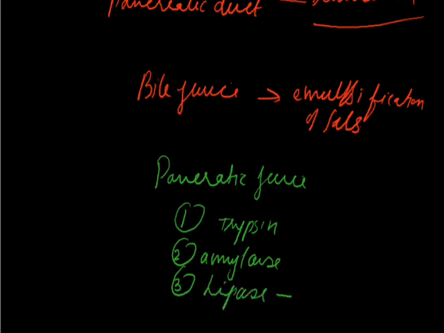Trypsin is a proteolytic enzyme which functions in alkaline medium. It breaks down proteins and peptones to form peptides. Pancreatic lipase is the main fat digesting enzyme. On the other hand, pancreatic amylase acts on starch and converts it into maltose and other similar sugars.